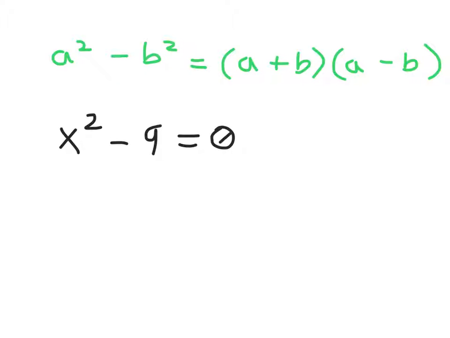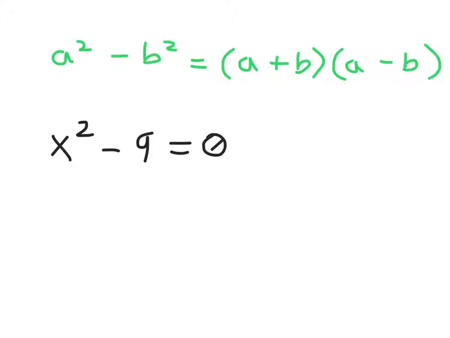So anyway, the question is always going to be, well, what's the A? A is the thing that's being squared right now. In this case, your A is x, right? And then the question is, well, what's your B? Well, B is the thing that's being squared over here.